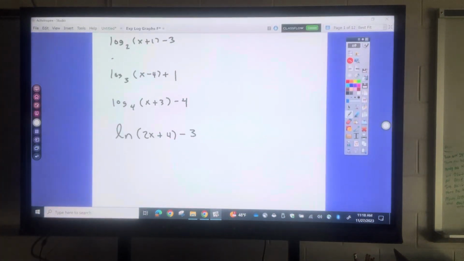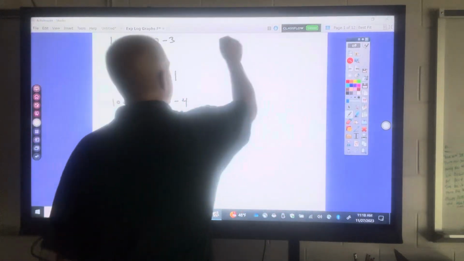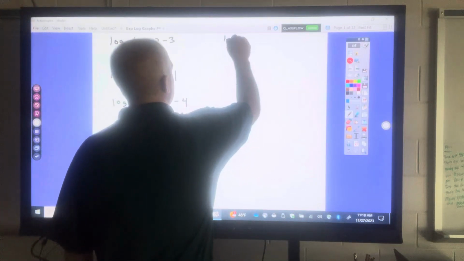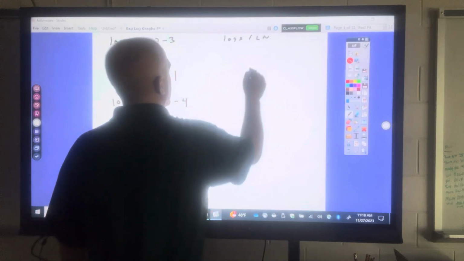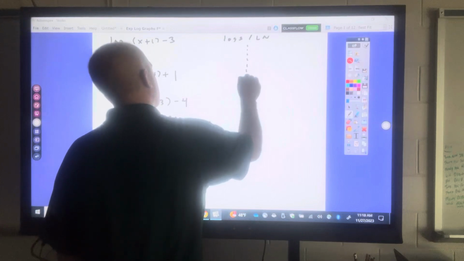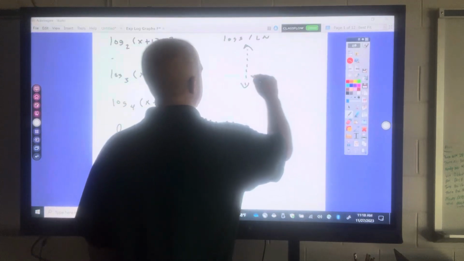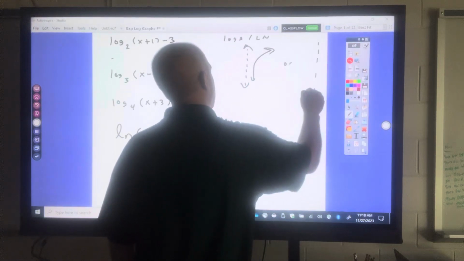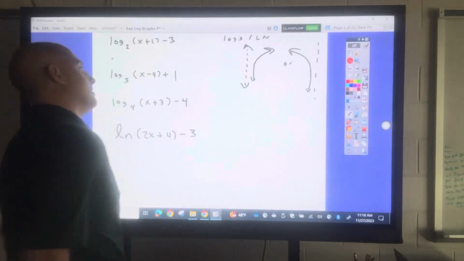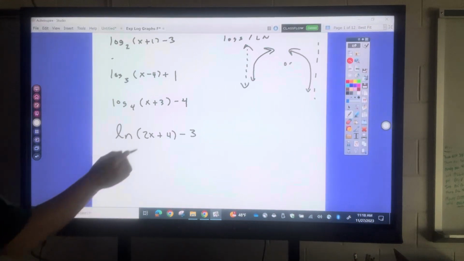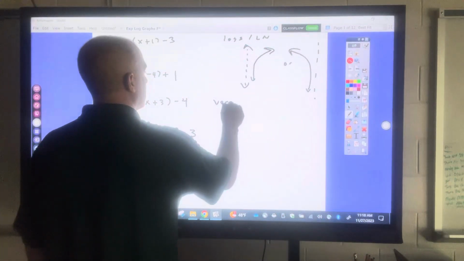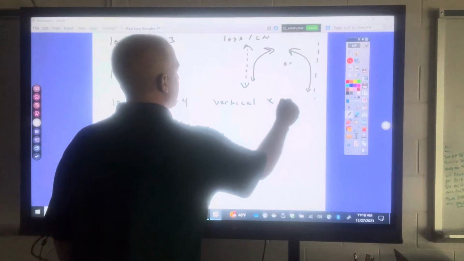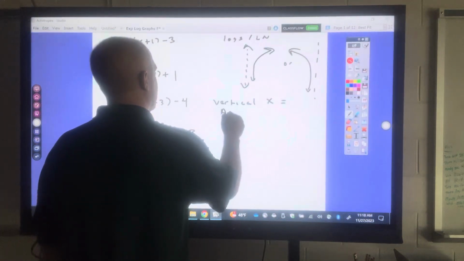Okay, so let's start out with these. These are all examples of logs. Now logs, and what they call that is a natural log, all have vertical asymptotes. The graph is going to look like this, or the graph is going to look like this. They have vertical asymptotes, x equals base.